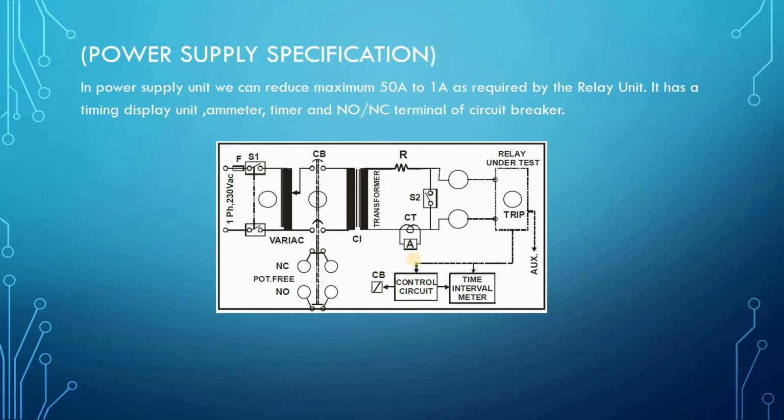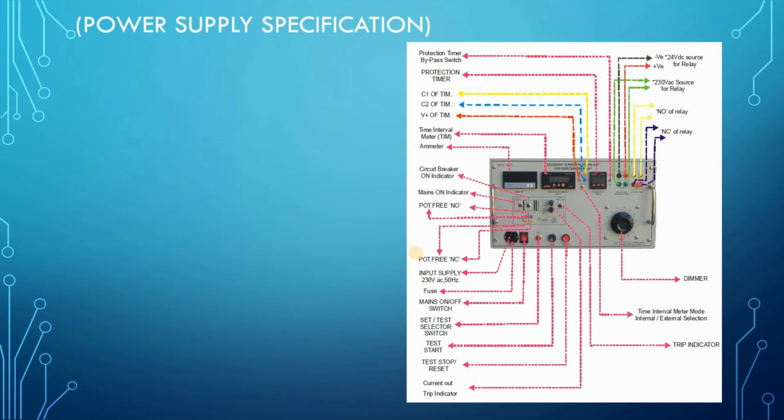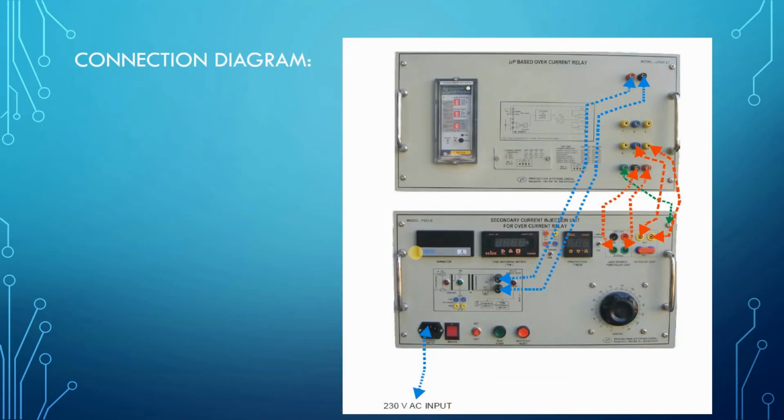So now come to the power supply. As you know, this power supply specification we have already discussed in part 1 of this video, so we will not discuss it anymore. So directly we can go to the connection diagram. We will go to the experiment table and we will perform the experiment. We will connect the circuit, perform the experiment and take the observations.